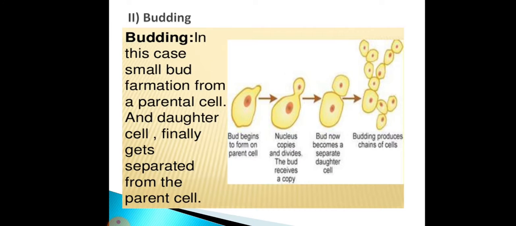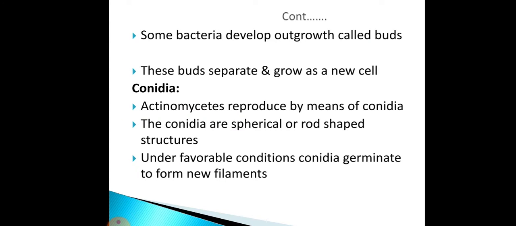The next is budding. In this case, a small bud forms on a parent cell, and the daughter cell finally gets separated from the parent cell. Here we can see in the diagram. Some bacteria develop outgrowths called buds. These buds separate and grow as a new cell.